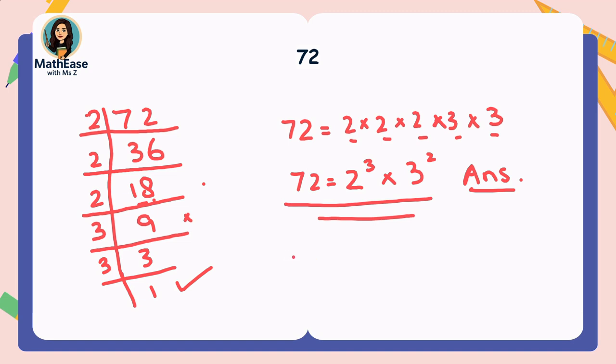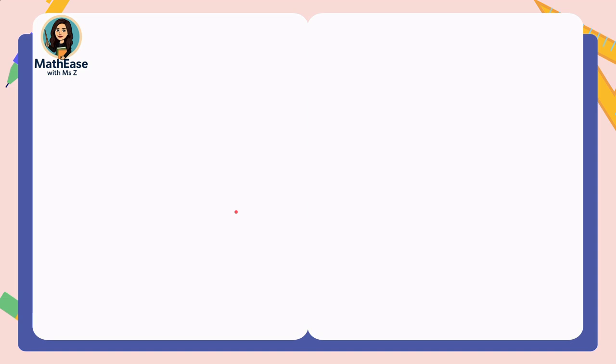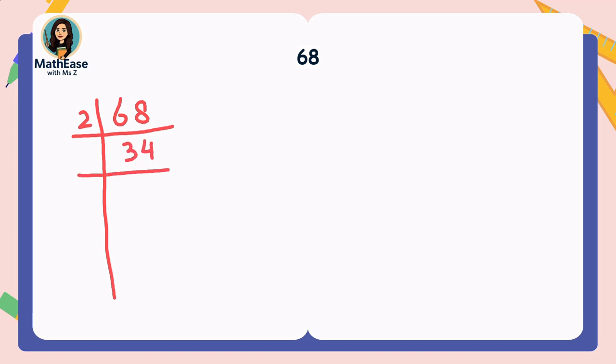Let's make things a little more interesting. The number we'll factorize now is 68. You'll understand in a while why this question is a bit more interesting than the ones we did before. Write 68 down and make the lines. Since 68 is even, start by dividing it with 2. 68 divided by 2 is 34. So you write 34 here. 34 is still even, so divide it by 2 again. 34 divided by 2 is 17.